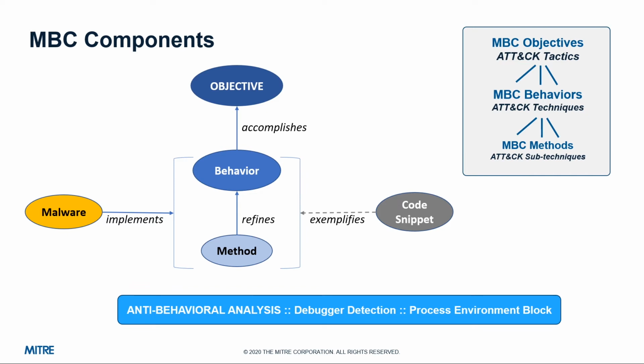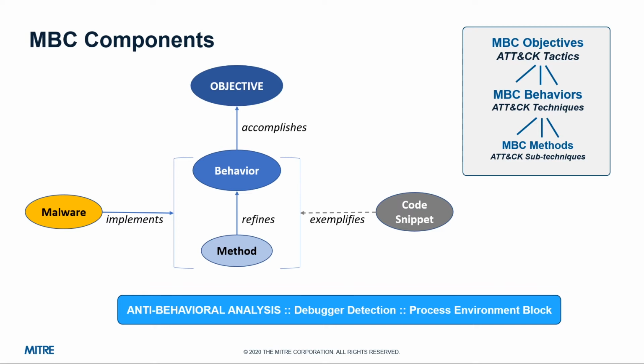So these are the components of MBC. We've got the objectives, which are why malware does something. A behavior or micro-behavior captures what the malware does to accomplish the objective, and a method refines the behavior. The standard way of capturing the components is as a list separated with double colons, where the objective is in all caps, and that's our convention for using MBC.